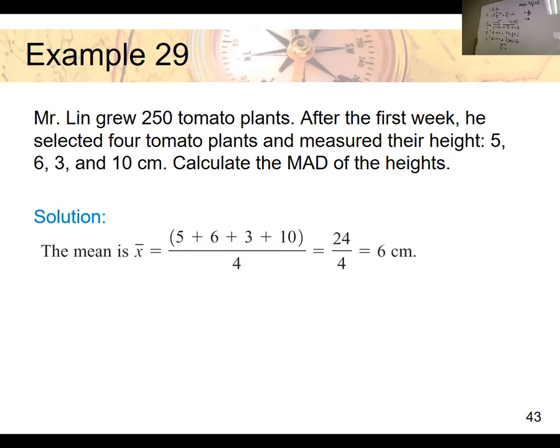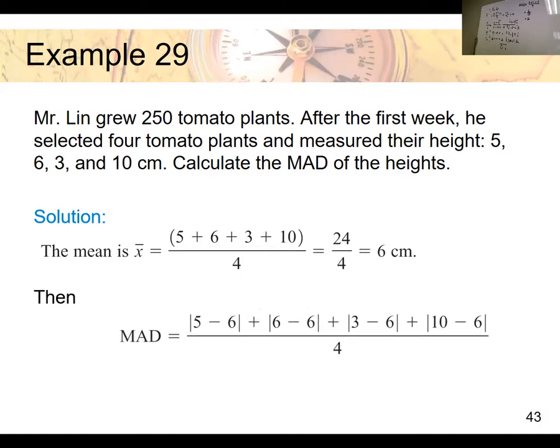All right, now for the mean absolute deviation, here they took each data value minus the mean. So for 5, that's 5 minus 6, and then take the absolute value. Then 6 minus 6, take the absolute value of that. Then 3 minus 6, take the absolute value. And then 10 minus 6, take the absolute value. But here we got 4 data values, so we have to divide the whole thing by 4.